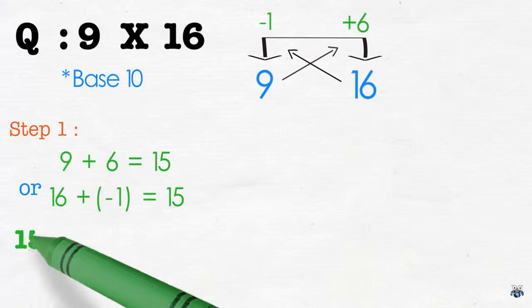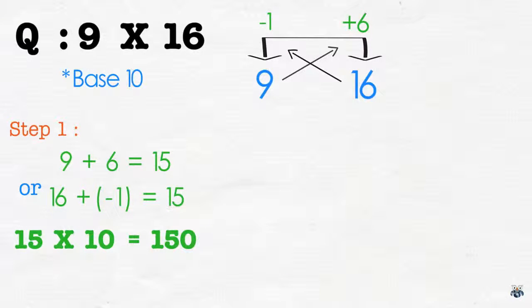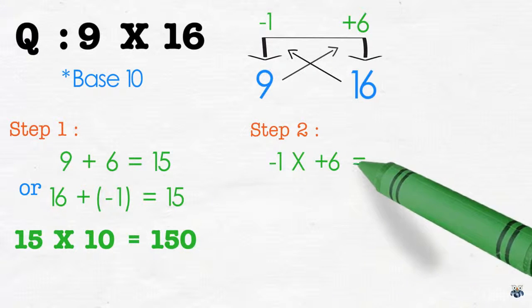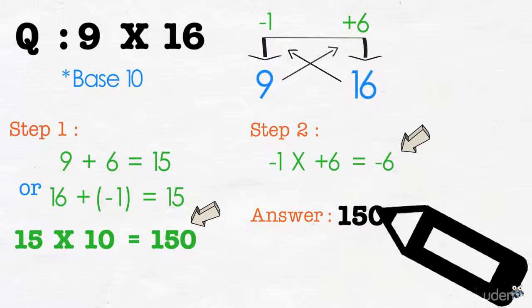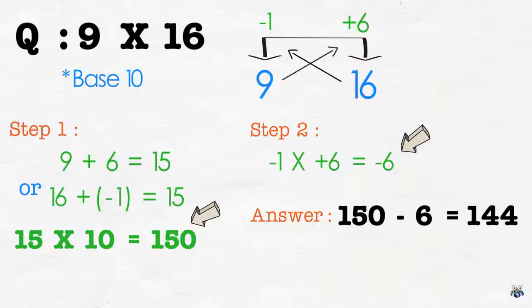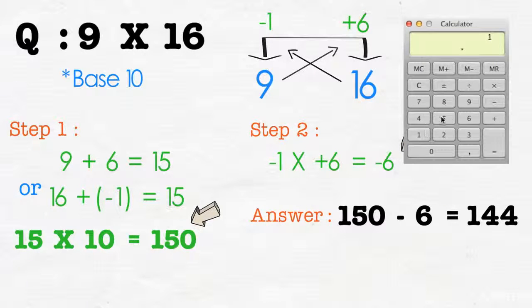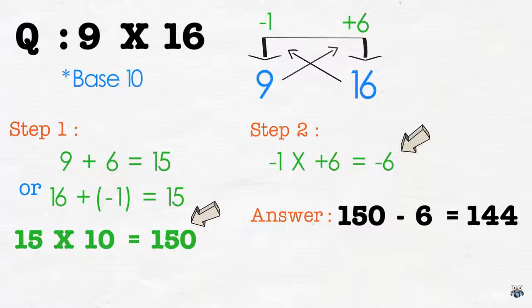We now multiply 15 with 10, our base. This gives us 150. We then multiply the two difference numbers. Don't forget the signs. Minus 1 times 6 is minus 6. Finally, we add 150 and minus 6. Now, because of one negative result, we actually end up subtracting the numbers. Our final answer is 144. Let's quickly check if it's correct.